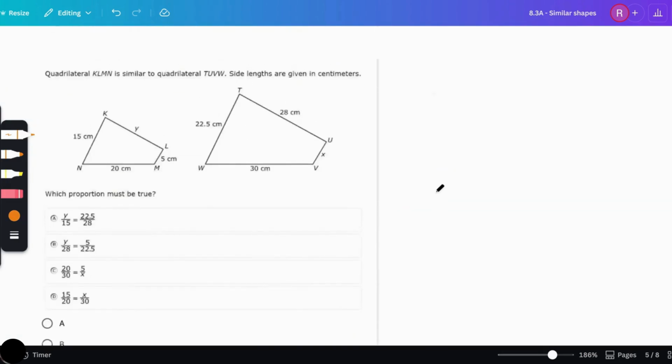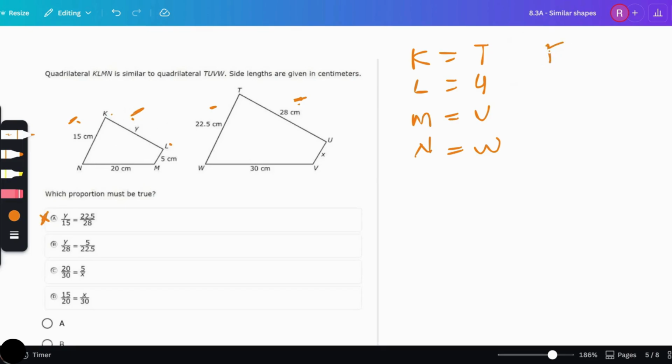Don't change it. So quadrilateral, we have K, L, M, N. K will be equal to T, U, V, and W. So which proportion must be true? Let's see. Y over 15 equals 22.5 over 28. This does not tally. Y is here, 15 is here, 22.5, okay, over 28. Let's consider this. It can be A.